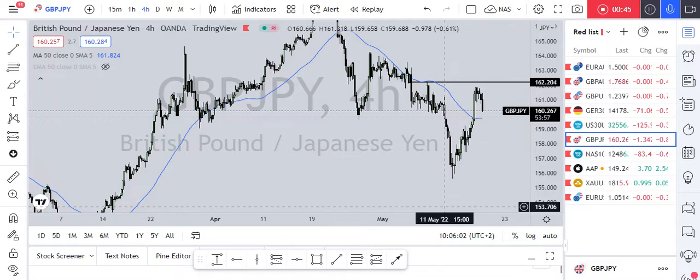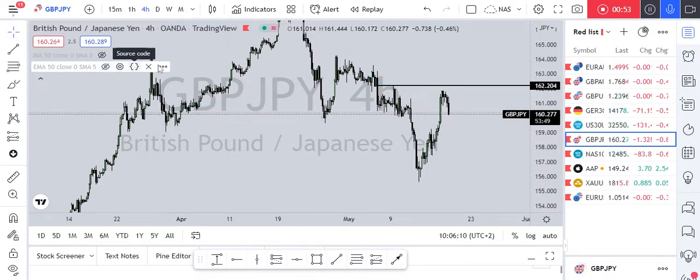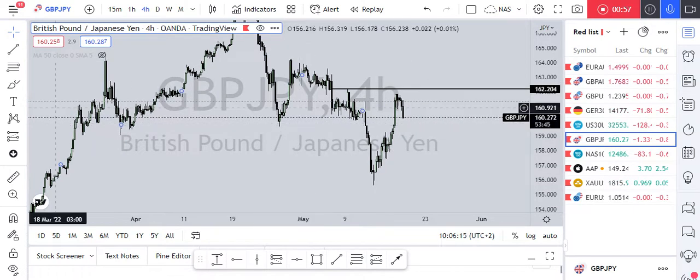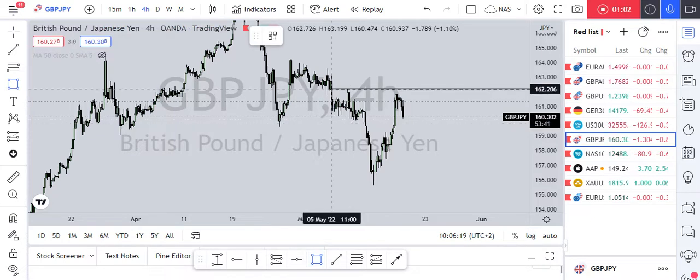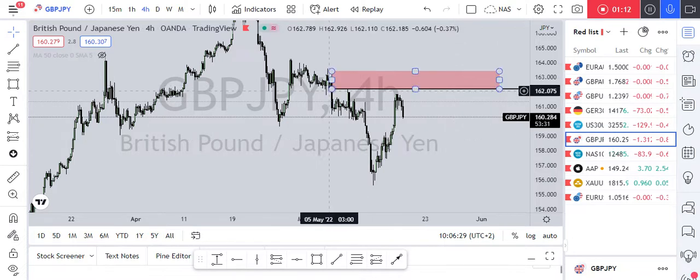Let's just start with GJ. With GJ, we were looking for price to come up to this level right here, our order block on 162 to 100.200. We were looking for price to come to that area, and that's why we even have the horizontal ray on there.